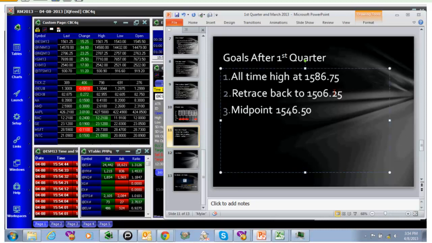It rallied back up. We closed on Friday, last traded price was 1547. We opened this week, Sunday night, at 1545.50. So when you come into the market for today's trading, you're looking right at that midpoint, right in the center. The market's balanced. There's an equal shot of it going up to 1586.75 or down to 1506.25. That's changed a little bit.